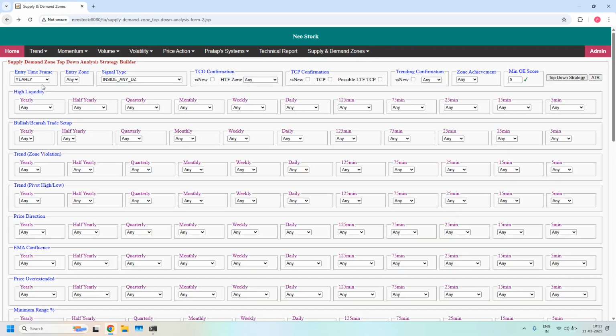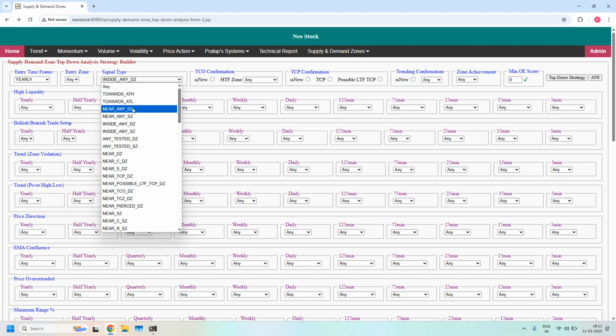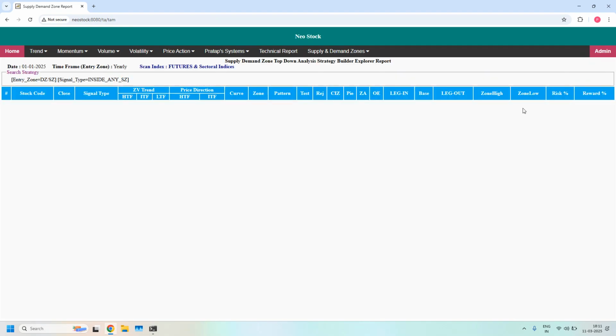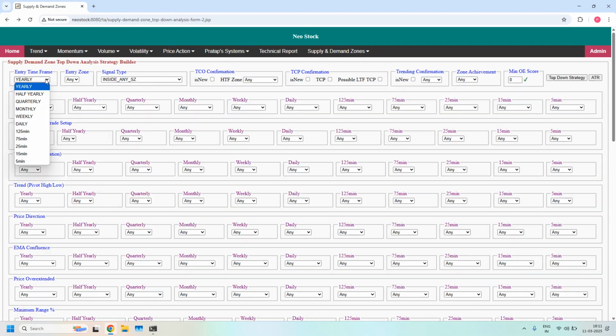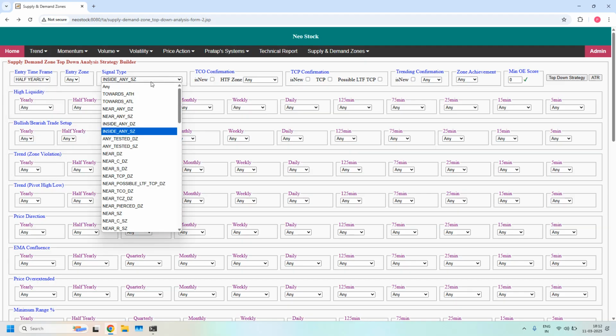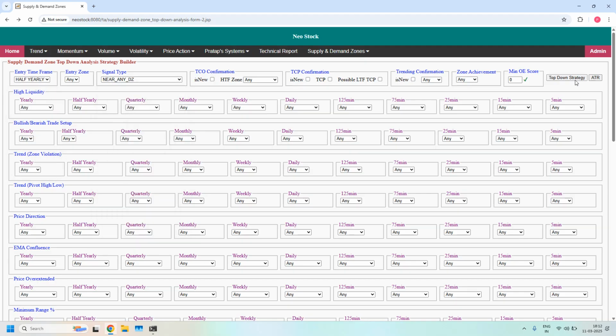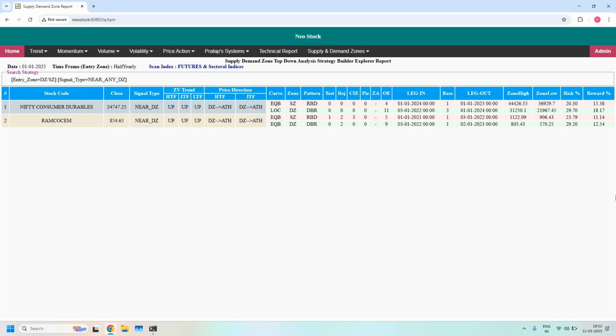Okay, next, yearly time frame. Price closed inside yearly supply zone. We don't have any stocks. Next time frame is half yearly. Stocks near half yearly demand zone. We got 2 stocks.